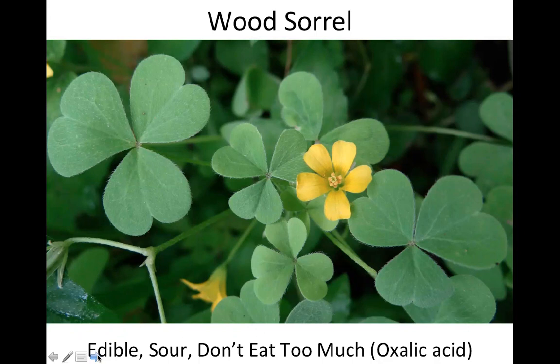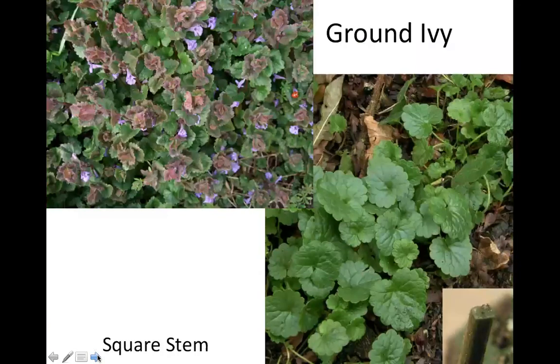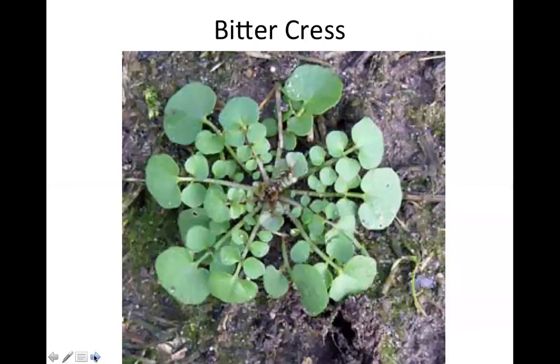You don't want to eat too much of it. I wouldn't eat a whole salad of it because it's got a lot of oxalic acid, so it can definitely mess up your stomach a little bit. But definitely love wood sorrel. Ground ivy, you'll see a lot of this. Again, square stem, and it's pretty easy to pull. Bittercress, pretty easy to identify. Oftentimes has a pretty hardy tap root, so make sure you get all of that out.